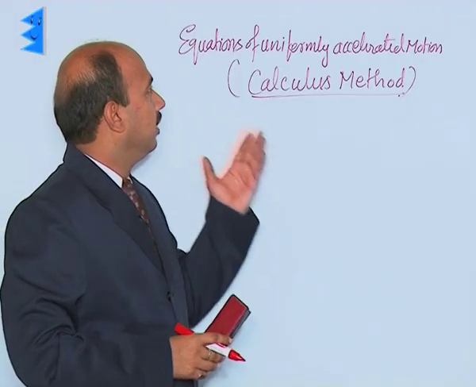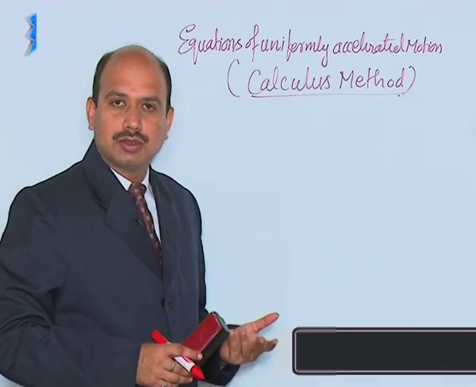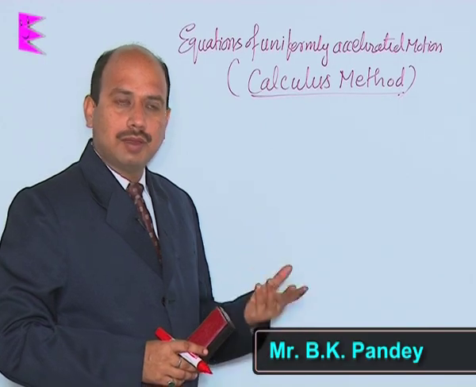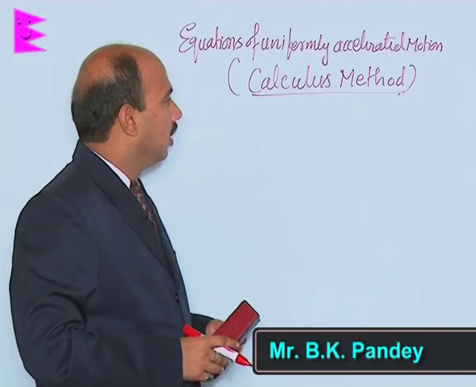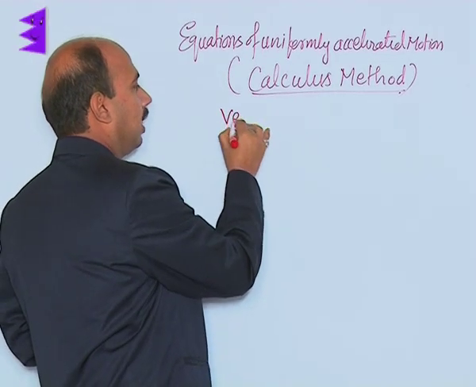So, now we will see equations of uniformly accelerated motion by the calculus method. Previously we have done it using graphs, that is, the graphical method. Now, in the calculus method, first we will come to the velocity-time relation.